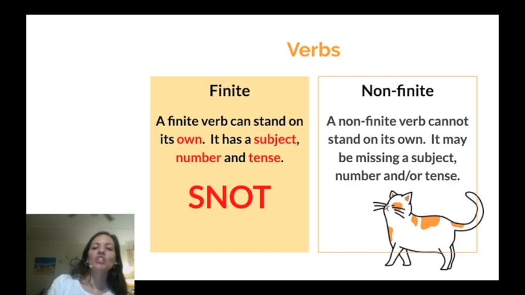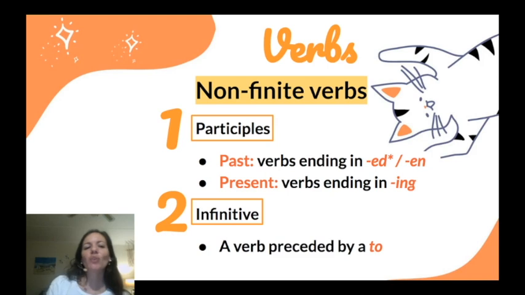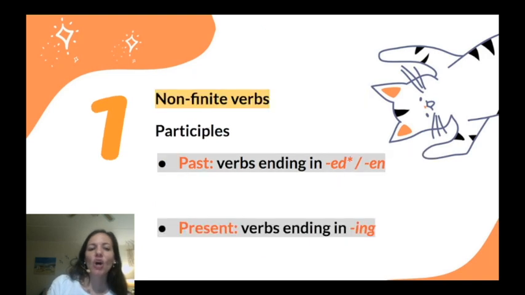Now let's move on to non-finite verbs. We've understood that for finite, we make use of snot. So what test do we use for non-finite? Well, of course, if it isn't snot, then it must fall into this category. The one kind is that it could be a participle or it could be an infinitive. I have said that it could also be a gerund, but I'm not looking at gerunds today. So we're going to look at participles first.